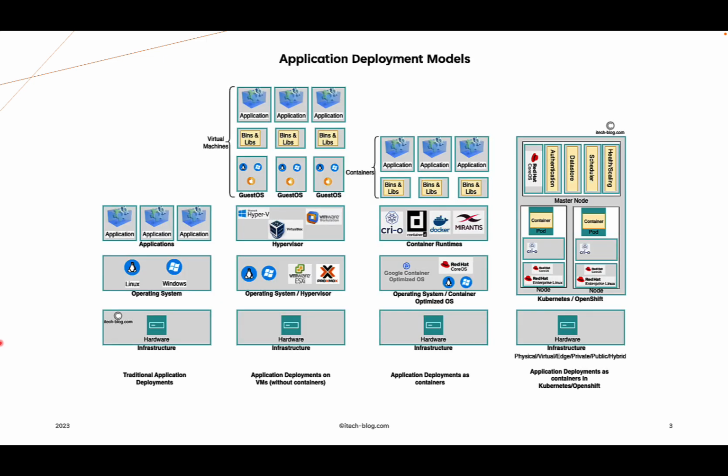Let's get started. This architecture diagram is good enough to understand the deployment models. We'll talk about the traditional deployments, application deployments on virtual machines, and then containers, and then we'll move on to Kubernetes and OpenShift. In traditional deployments, we have a bare metal server on top of which we install an operating system like Linux, Windows, AIX, etc. And one or more applications are installed on this single server.